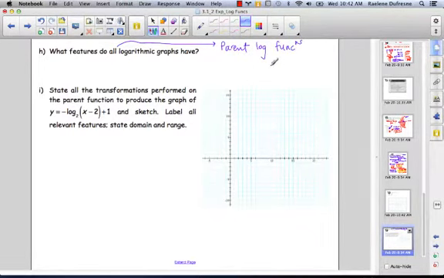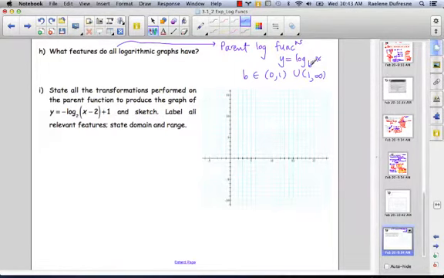The parent logarithmic functions are of the form y equals log base b of x, where b is the acceptable base from 0 to 1, union 1 to infinity. So bases that were from 0 to 1 were the exponential decay functions. So log bases from 0 to 1 are the inverses of exponential decay. Meanwhile, bases for the exponential functions that were greater than 1 produced exponential growth.